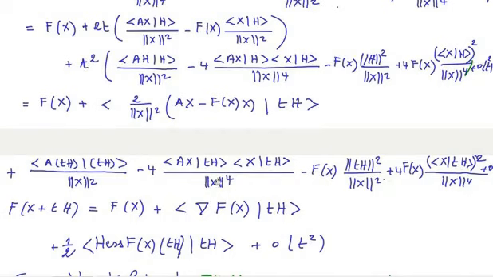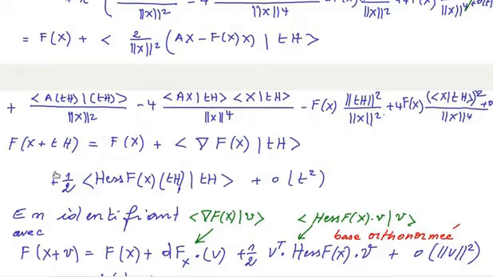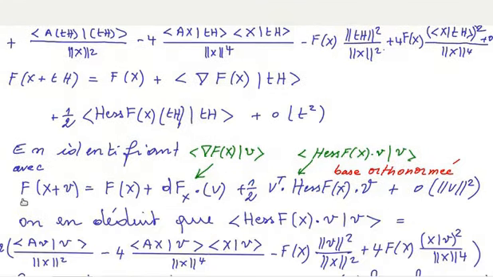And this expression, we will identify it as follows. So, in summary, f of x plus th equals f of x plus the gradient of f at x applied to th plus one half times the term that we are looking for applied to the scalar. So we will identify it with the expression of the development to order 2: f of x plus v equals f of x plus the differential of f at x applied to v plus 1/2 v transpose times the Hessian of f at x multiplied by v.